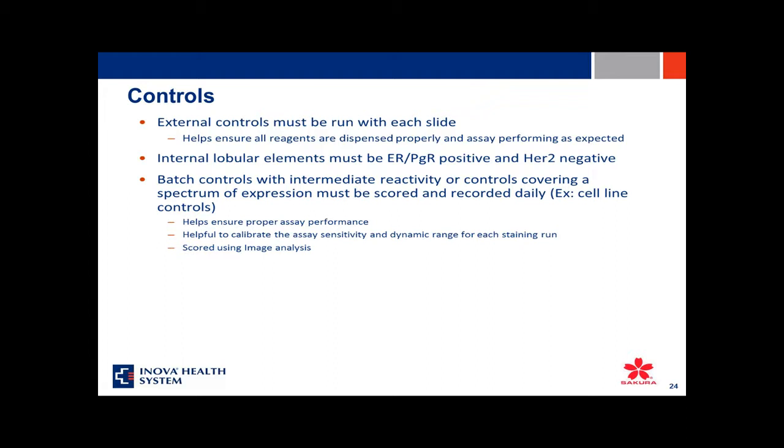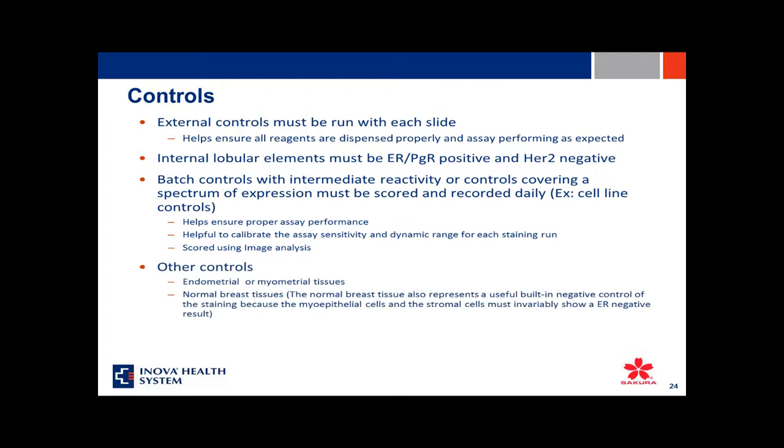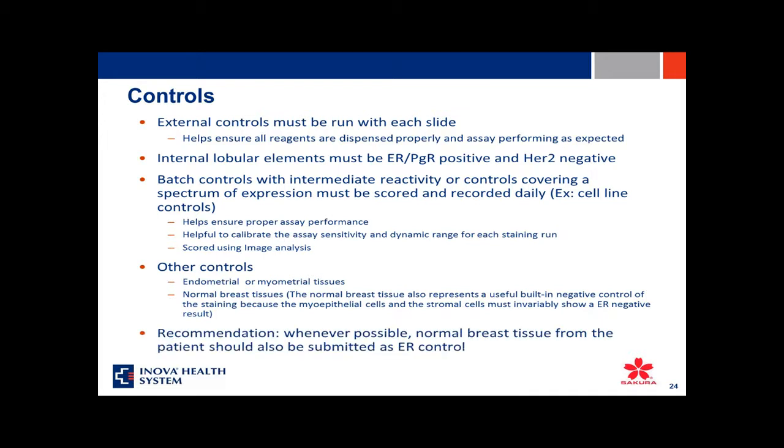These batch controls are helpful to calibrate our assay sensitivity, and they also show the dynamic range of staining for each run. We score these batch controls daily using image analysis. There are some other cool controls that can be used in place of cell line controls: endometrial tissues, or the myometrial tissues, and normal breast. Normal breast is a very useful control because your stromal cells and your myoepithelial cells should be negative.